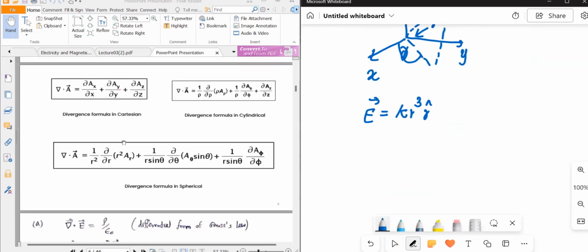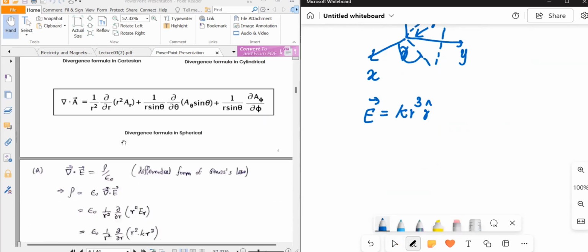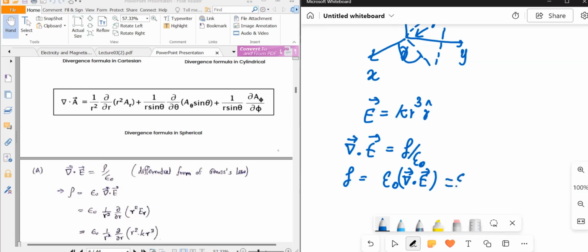Then we can use the differential form of Gauss law to calculate the charge density here. So del dot E is equal to rho over epsilon naught, and rho is equal to epsilon naught times del dot E. Now, since we are using this spherical coordinate system, we need to use this long equation.